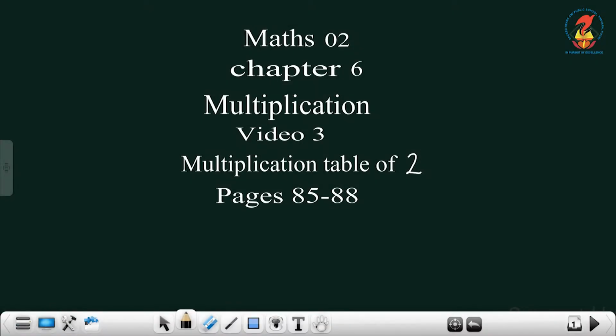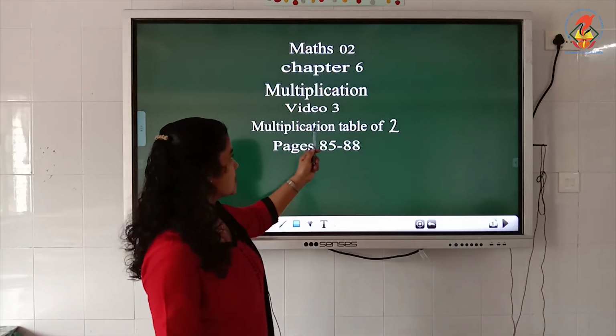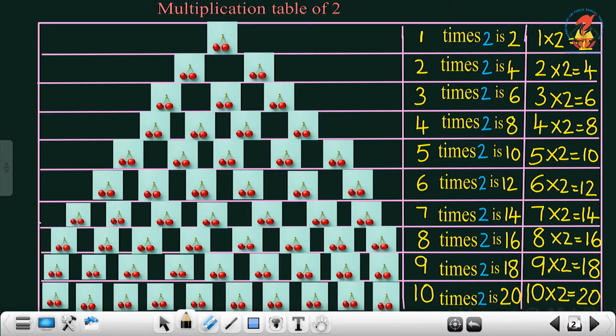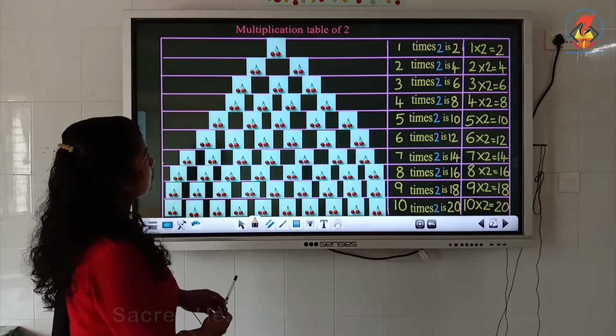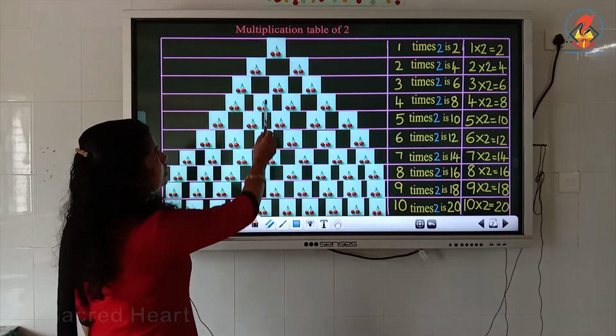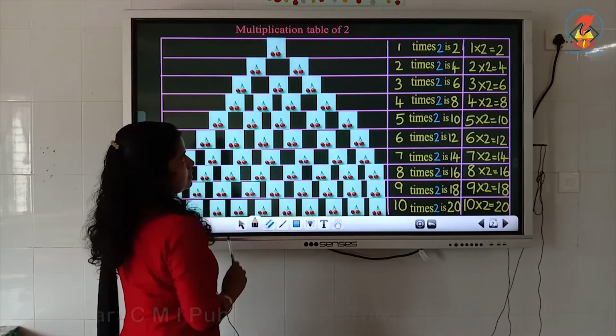Welcome children. Today's topic is the multiplication table of 2. Look into the board, children. Let's study the multiplication table of 2. So look into the board. Here you can see cherries. In the first box you can see one group of 2 cherries each.